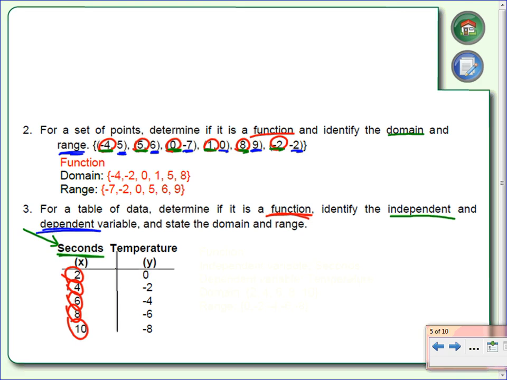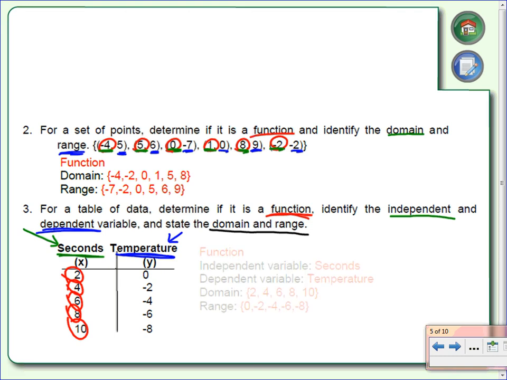Then we're going to identify the dependent variable. The dependent variable are the y values. What do they represent? Temperature. Well, it says right there that the y values are temperature. Last part of that question asks for the domain and range, which is just like number 2 here. What are the x's and what are the y's?